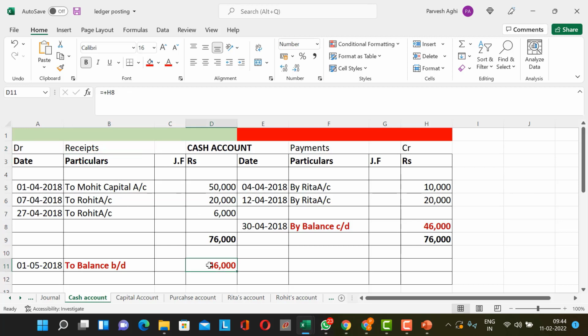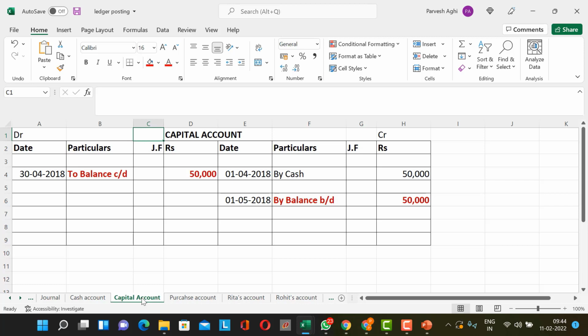Okay. Is it clear now, everyone? Yes, sir. Okay, fine. Now we come to the capital account. Now this is basically Mohit's capital account.